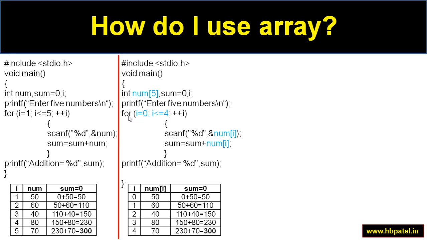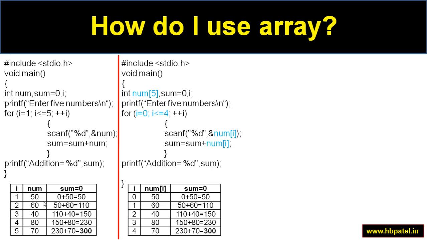Because, as we know, an array starts with index 0, rather than starting the loop from 1 to 5, we'll be repeating from 0 to 4. So for i equal to 0, i less than or equal to 4, i plus plus, and then rather than simply reading num, I'll be reading ampersand num[i]. Means initially num0, then num1, num2, num3, num4, and then all these nums will be added to sum.